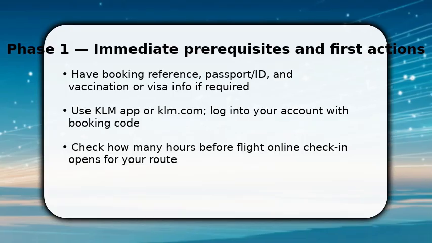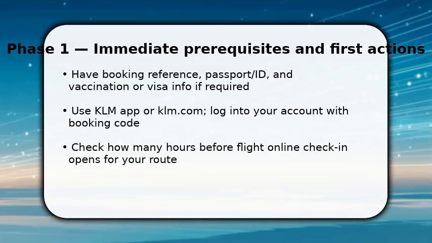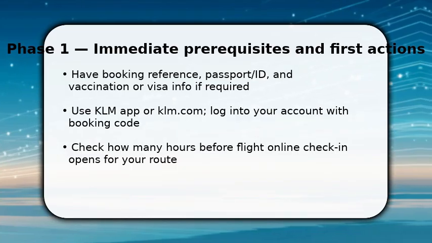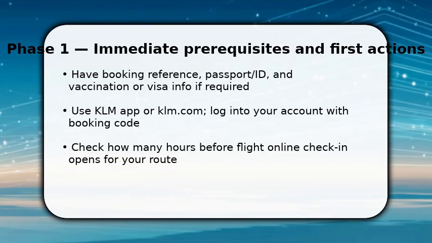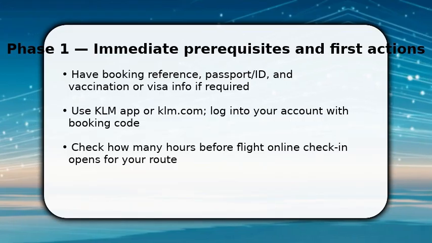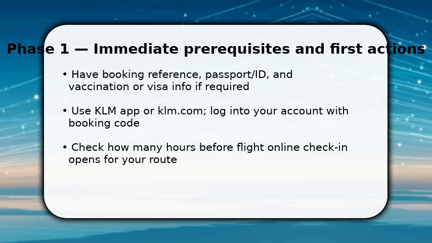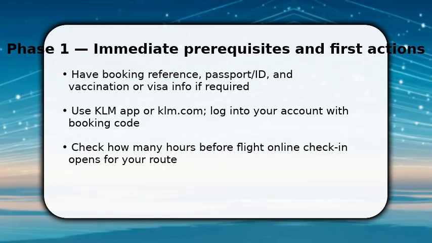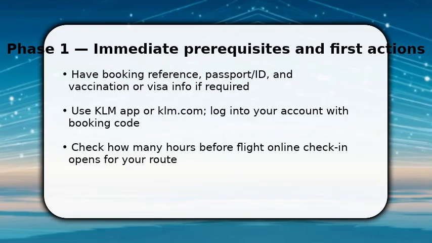You begin by confirming essentials: booking reference, passport or ID, and any required travel documents. Once done, open the KLM app or go to the website and sign in with your booking code. Make sure to confirm whether online check-in opens for your route and note the time window. That avoids surprises. Now select your passenger, verify names and travel documents, and proceed to seat selection. Do this early to secure preferred seating.